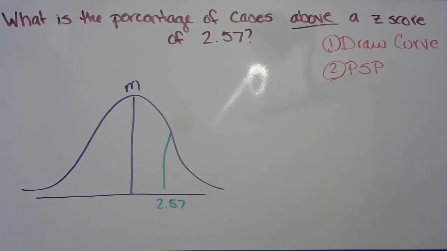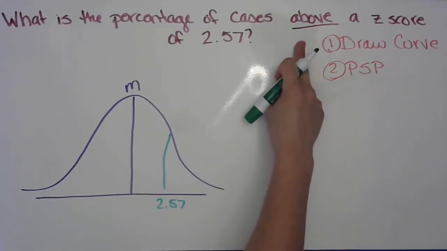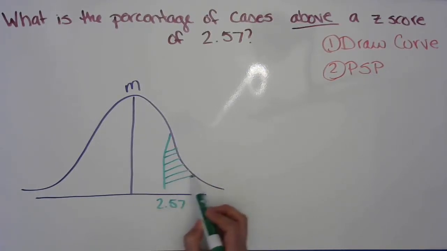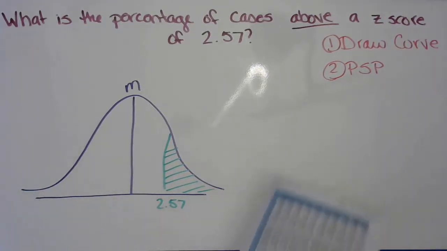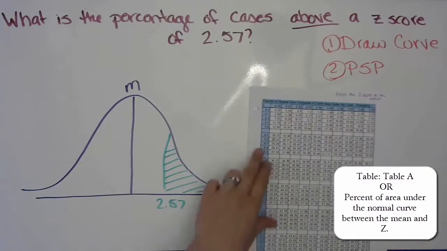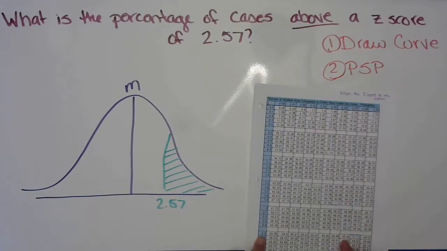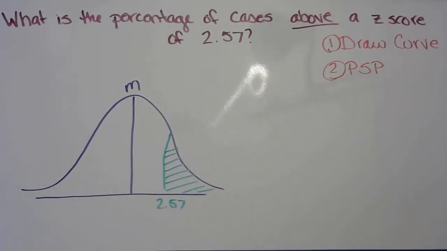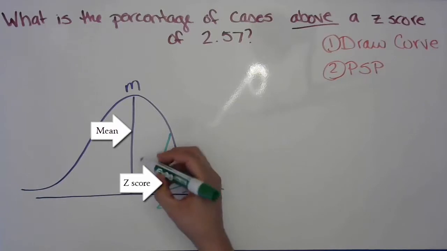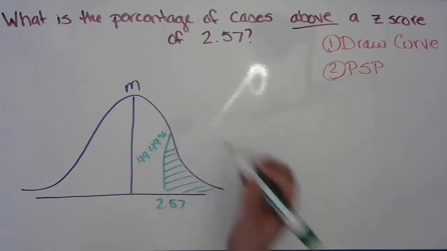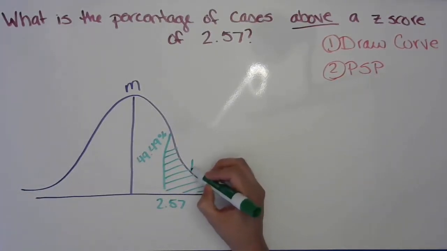Okay, and for shading, what part do we shade? Now we're looking for above that z-score. So since the z-score is here, this is the area that we are looking for. And then for our percentage, we pull out our handy dandy table and we go down to 2.5 and then over to 0.7. That's going to give us 49.49. Now that table tells us what percentage is between the z-score and the mean, so that percentage is going to go right here, 49.49.